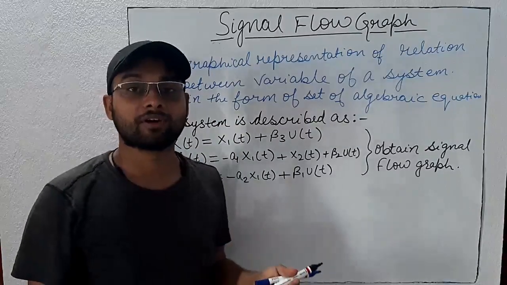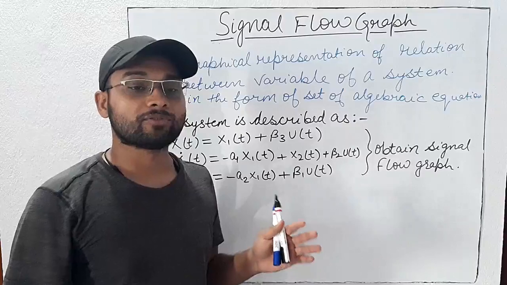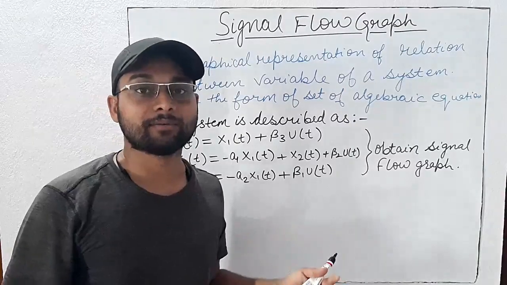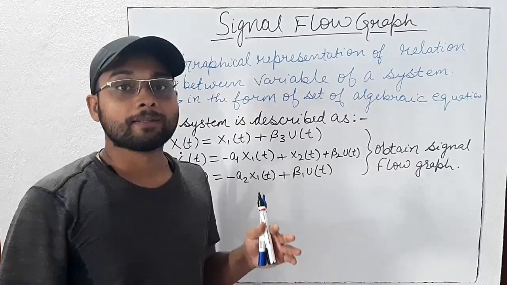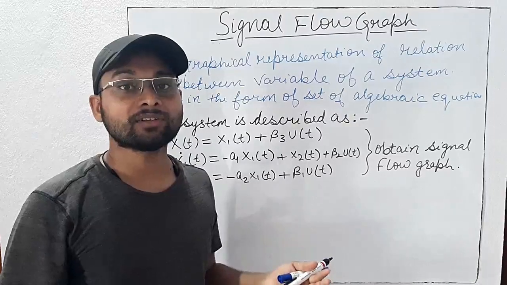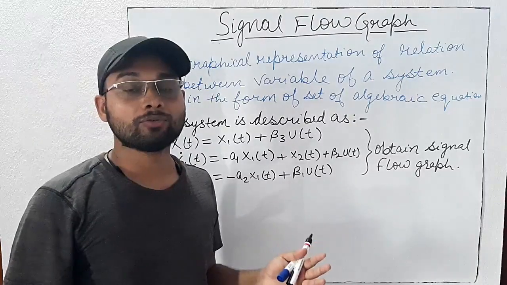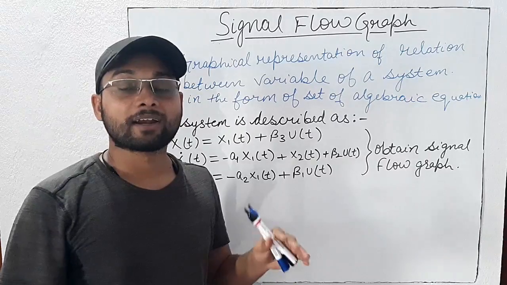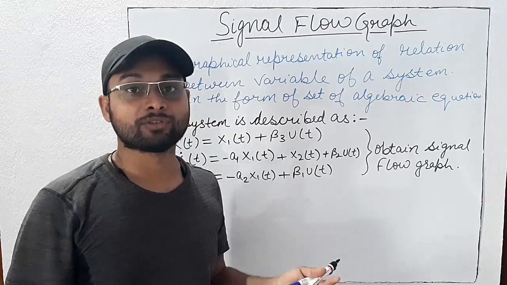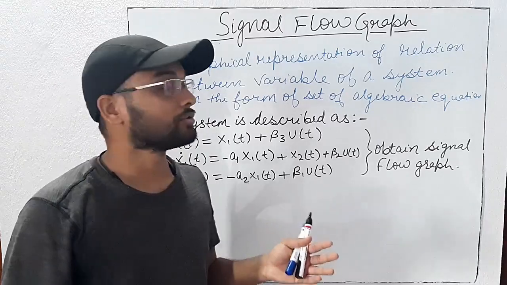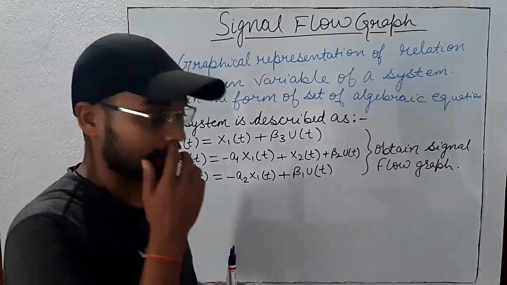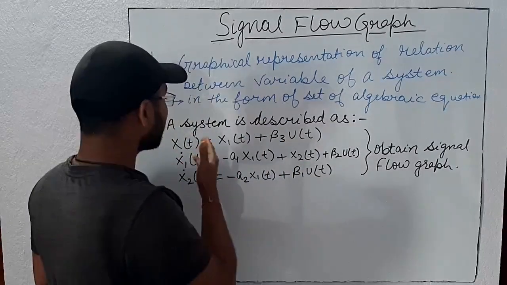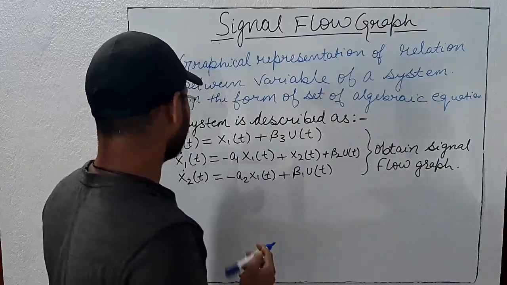What is signal flow graph? Let's suppose for a system there are different variables. The mathematical representation of those variables can be done by linear algebraic expressions, and the graphical representation of those equations is known as the signal flow graph. So we will take an example and understand.